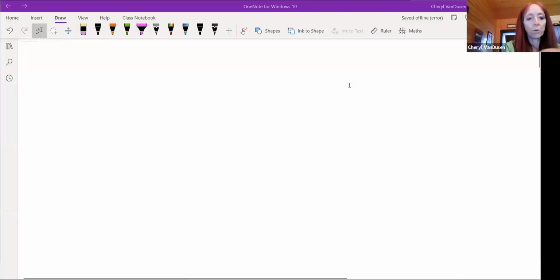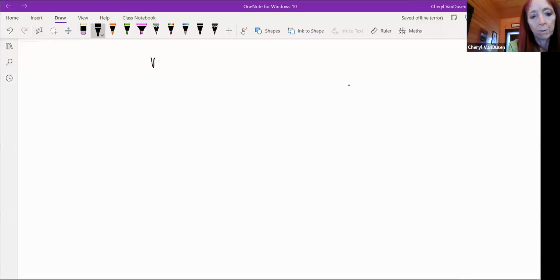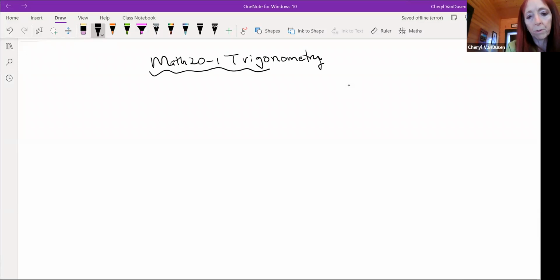This session is going to be on trigonometry for Math 20-1. Now, we do come into Math 20-1 trigonometry with some background knowledge. I don't want to spend a ton of time on the background knowledge, but I think it's important we have a little bit of a review here. So we are under the understanding that all of us know what SOHCAHTOA is.